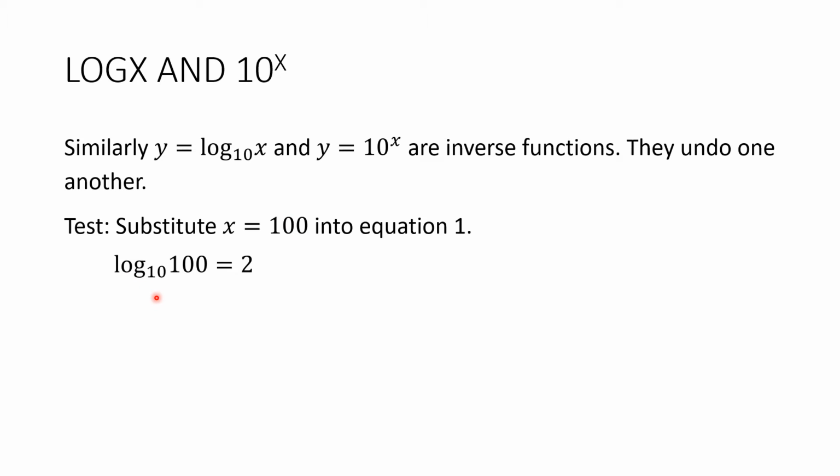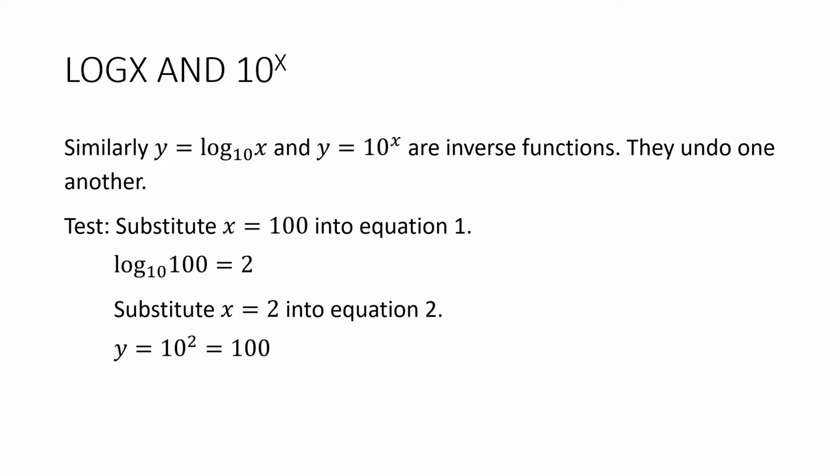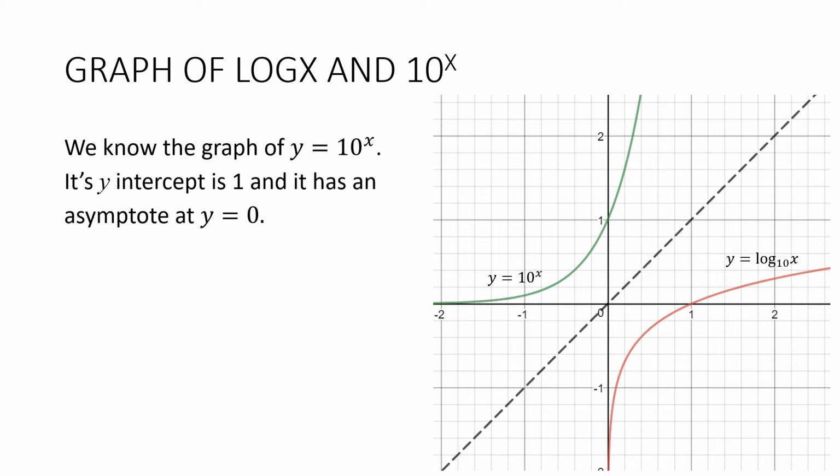So log base 10 of 100 is 2 because 10 squared is 100. Now we're going to take our output and put it into the second, or the inverse, function. And we get y is equal to 10 squared, which is equal to 100, which is what we started with. So yes, they are inverse functions. That means the graph of log base 10 of x and 10 to the power of x are going to have the same shape, but they're just going to be reflections of one another over that line y equals x. So let's start with the graph y equals 10 to the power of x.